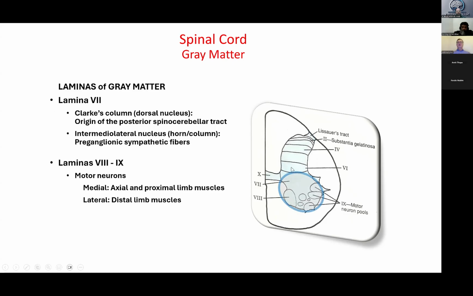What about anterior horn laminas? There is the so-called Clark's column in the dorsal nucleus, the intermediolateral nucleus, and there are motor neurons inside the anterior horn. These are the second motor neurons.